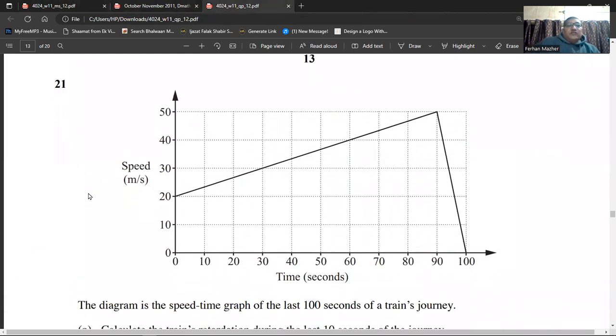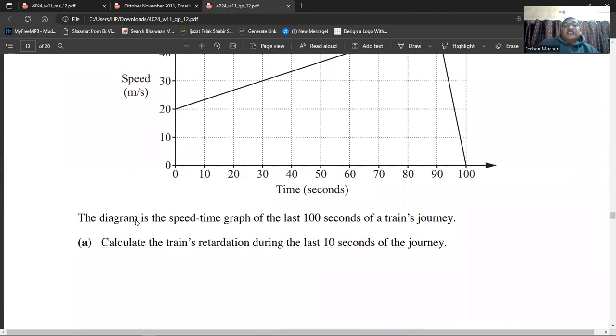So we are on question number 21. Here a speed time graph is given. On the y-axis, the speed is represented, and on the x-axis, the time is represented, which is in seconds, and the speed is in meter per second. The total time for this journey is 100. The question is, the diagram is the speed time graph for the last 100 seconds of a train's journey. A part, calculate the train's retardation during the last 10 seconds of the journey.